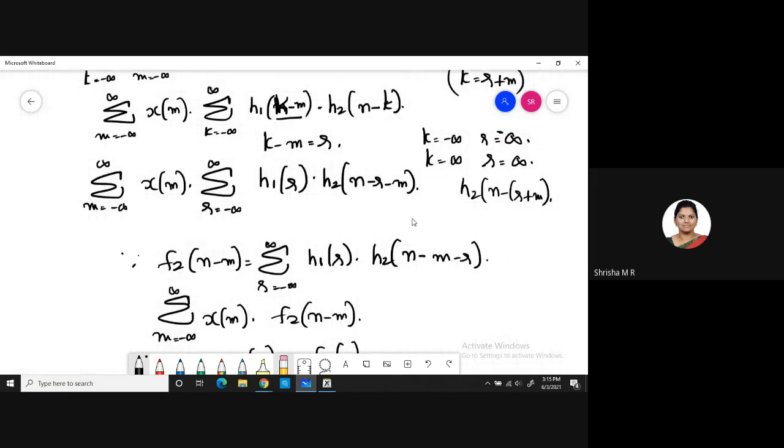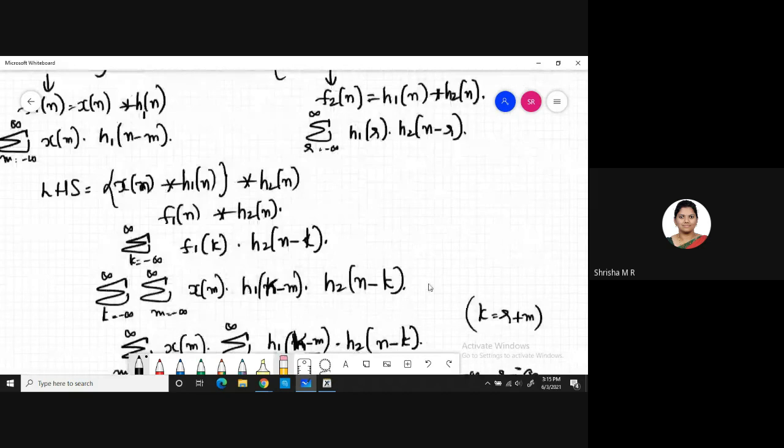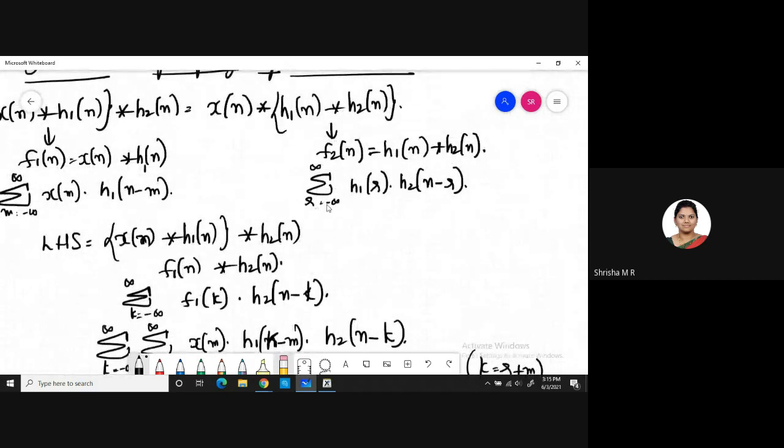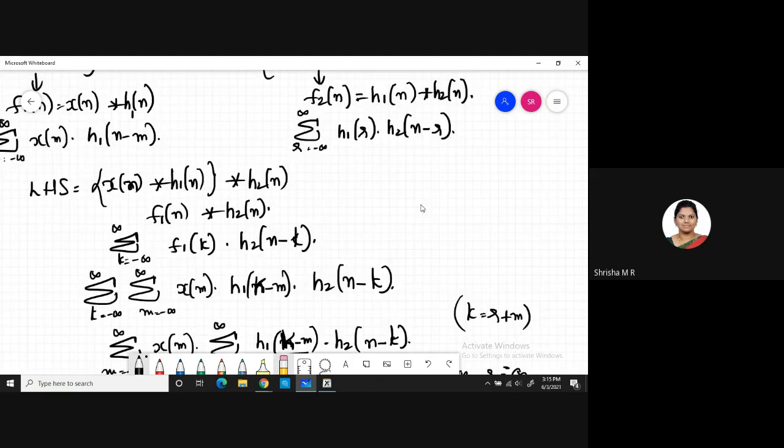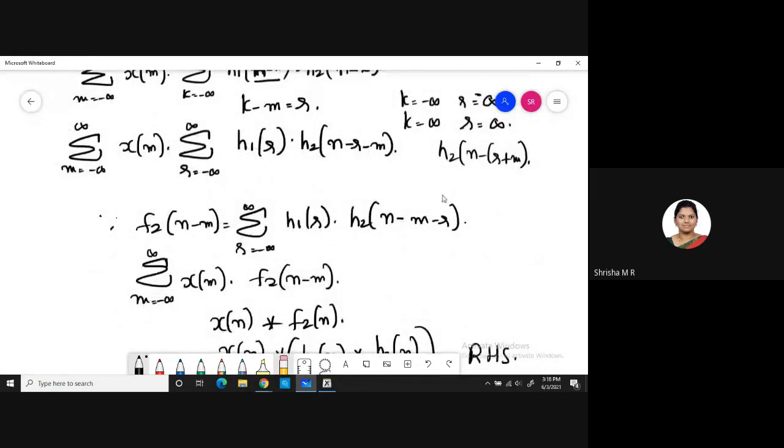Next, we shall see what is this f2 of n minus m. We have already f2 of n. So f2 of n is summation r is equal to minus infinity to infinity h1 of r into h2 of n minus r. Suppose if I replace this n with n minus m, so f2 of n minus m would be summation r is equal to minus infinity to infinity h1 of r into h2 of n minus m minus r. Okay, so that is your f2 of n minus m. We are replacing n with n minus m, we get the same equation. So we can write this whole term as f2 of n minus m. That is what we have done.